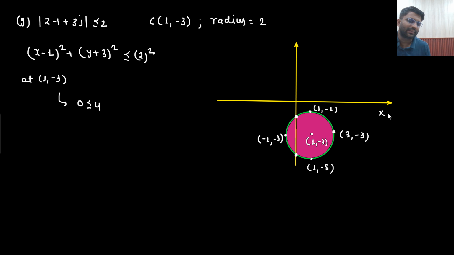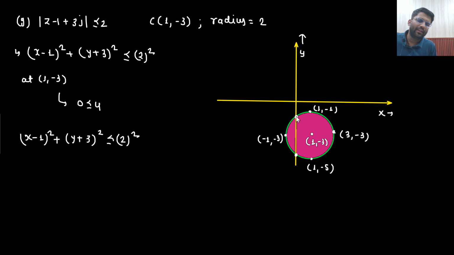So this is your x-axis, this is your y-axis. On the y-axis, what is the value of x? The value of x is 0, no? So in this equation, you put x equals to 0. If I put x equals to 0, what am I getting? Basically, this is the equation of the circle. What is the equation of the circle I am having? I am having the equation of the circle as x minus 1 whole square plus y plus 3 whole square less than or equals to 2 square.